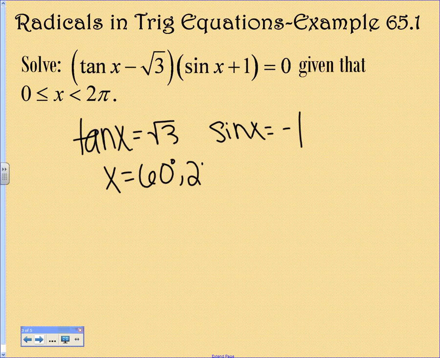Why 240? In the third quadrant is where tangent's positive. Okay? What about when sine is equal to negative 1? 270? Okay? Remember, Ben, you should be doing these without your calculator. You should know these in your head. You shouldn't have to use your calculator for these.